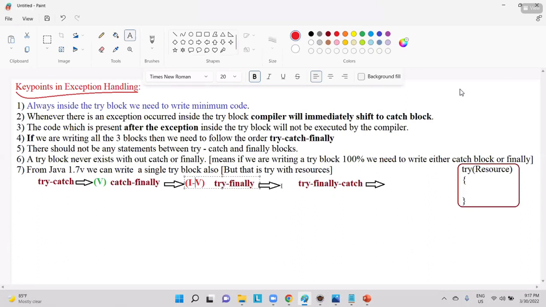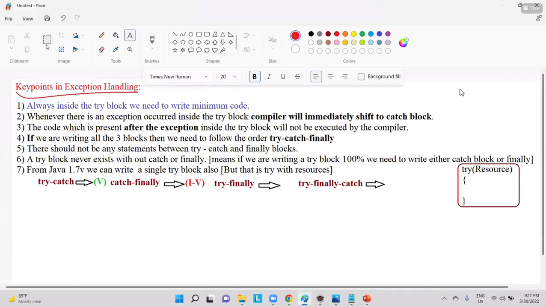Now, can we write try and finally? Yes, happily we can write. That is valid. Can we write try finally and catch? I told you, order. This is also invalid. We cannot write like that. Did you get an idea now? The order, guys, order wise.